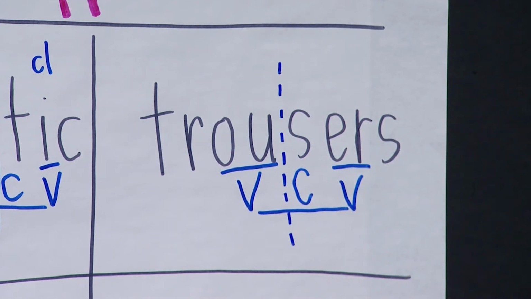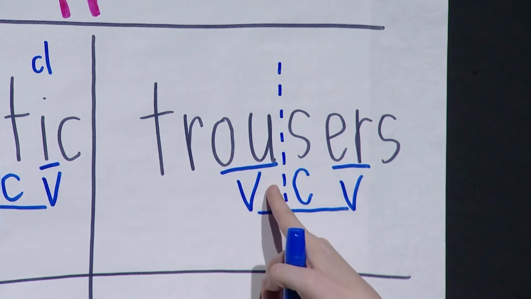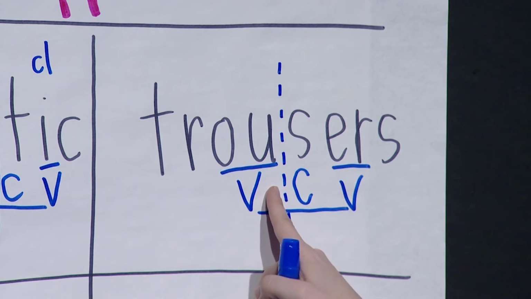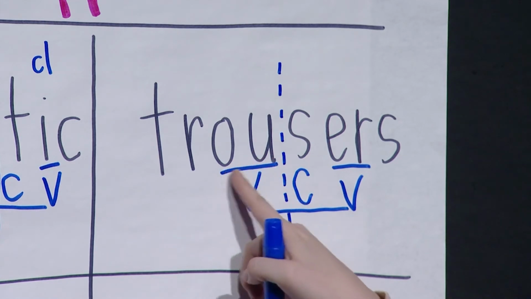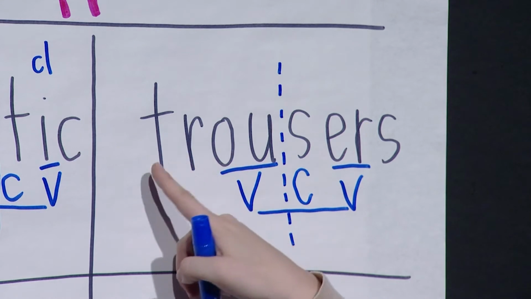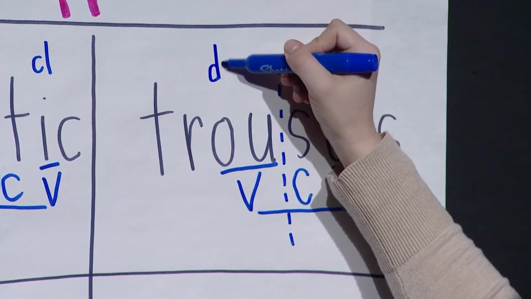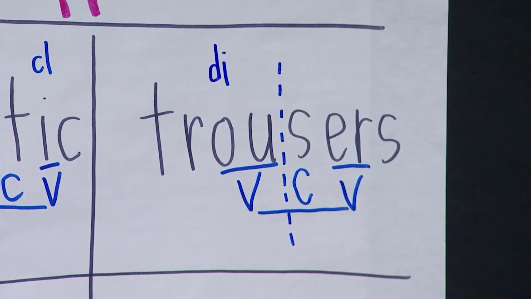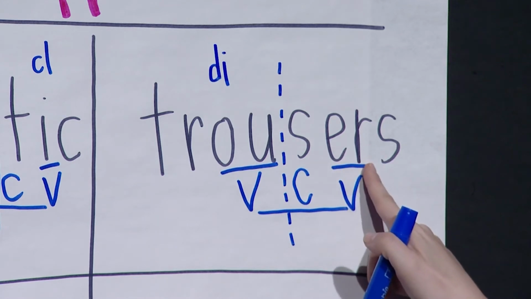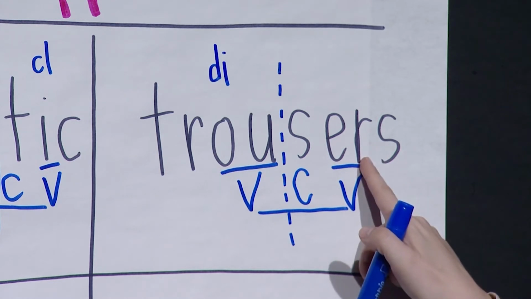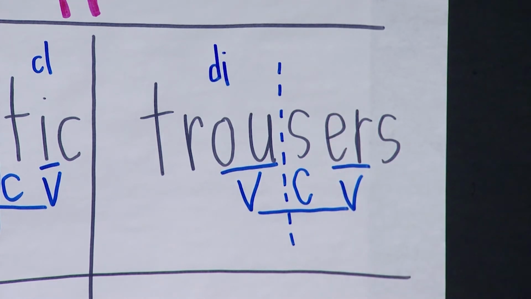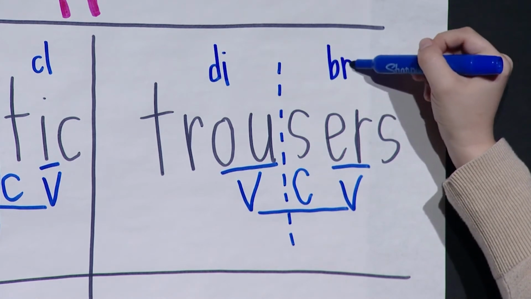Okay? Now let's identify the syllable types and label them. So let's look at our first syllable. What have we just learned? Very good. This OU is a diphthong, so this whole syllable will be labeled DI. Great job. All right, what do you notice about our second syllable? You heard me say it earlier, didn't you? That's right, ER when they're together are known as R-controlled syllables, our bossy R, because this R kind of controls the sound that our E makes. So we're going to label it BR.